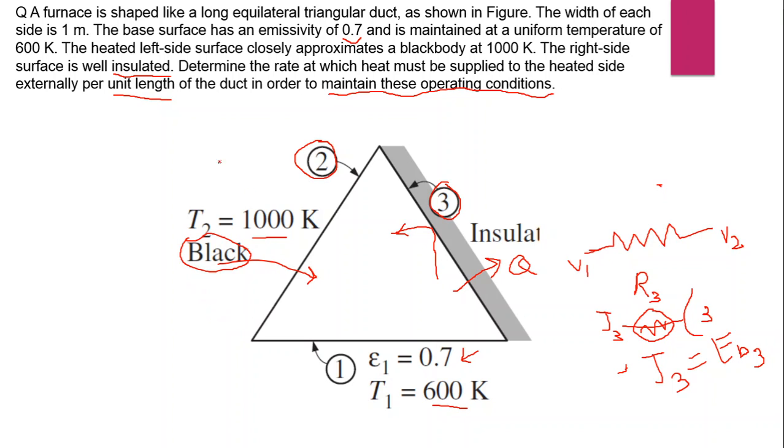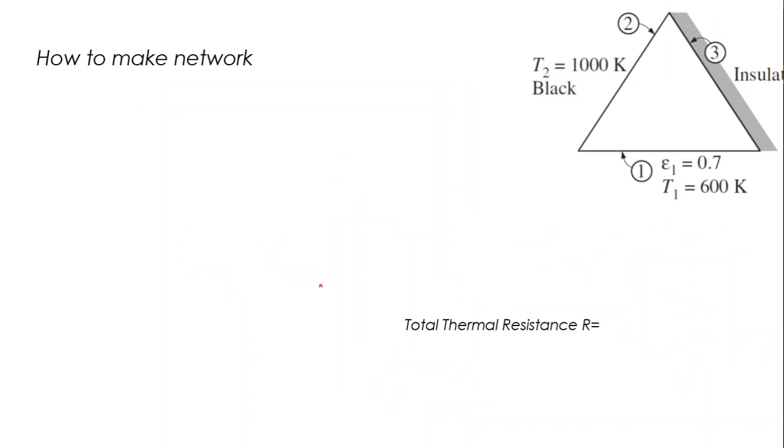Okay, now let us come back to the question again and we will start making the network diagram. So how to make a network diagram for this enclosure? First we will start with surface 1. Suppose some heat is getting transferred from EB1 to J1. What is J1? Radiosity of surface 1. And what is EB1? Emissive power of surface 1. And what is R1? Surface resistance of surface 1. So as usual, here we have surface 1, and from surface 1 first we will see surface resistance R1, then we will have J1, that is the radiosity of surface 1.